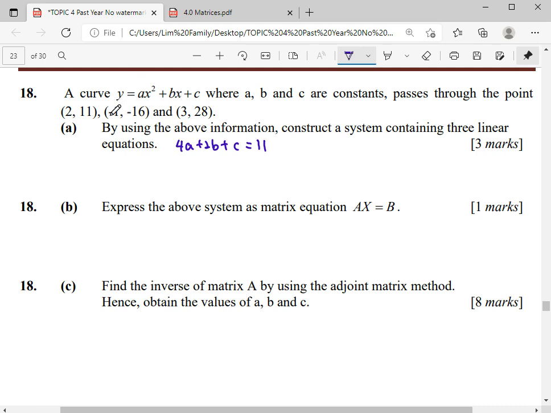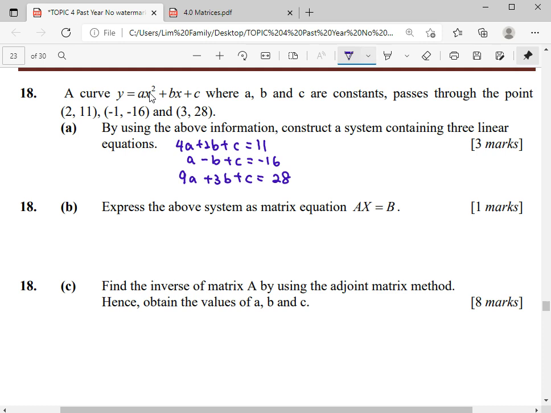Secondly, for the second point, we put in x, and x squared becomes negative 1 squared, which is 1. Therefore, we get 1a. Then negative 1 we put here, we get negative b, plus c, and the y coordinate is equal to negative 16. I just rearranged the y coordinate to the right hand side. For the third point, x with 3 we put in will be 9a, and then 3b, and then plus c, which is equal to 28. So this is how we form our 3 linear equations.